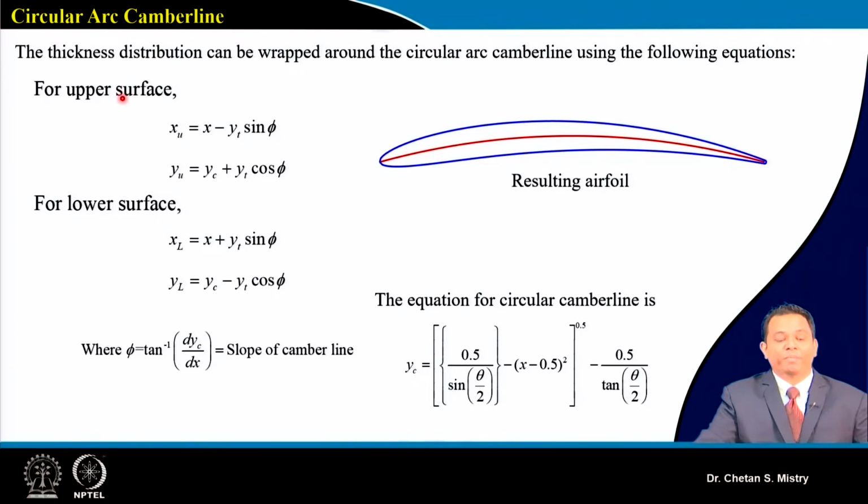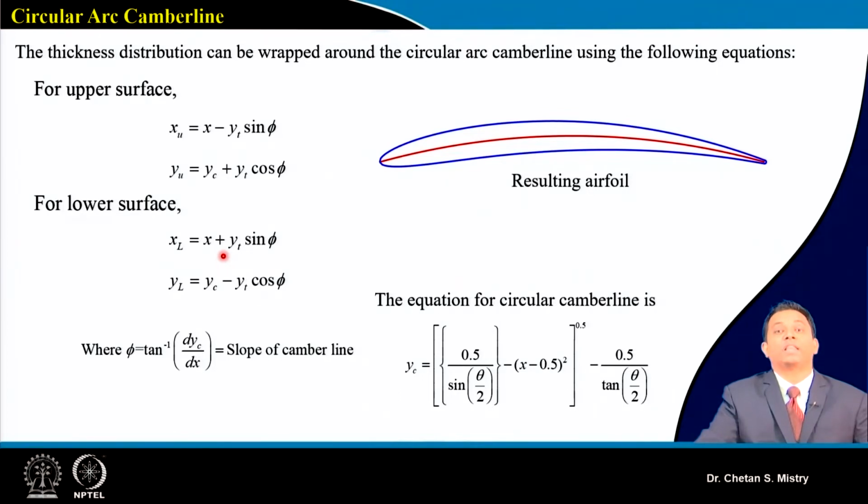Now on my suction surface, I will be calculating my x and y coordinates based on x minus yt into sin phi, and y equals yc plus yt into cos phi. In the same way I can calculate the lower coordinates. These are the equations for the lower x and y coordinates. The more points you select, the sharper, or more accurate, the curve you will get.